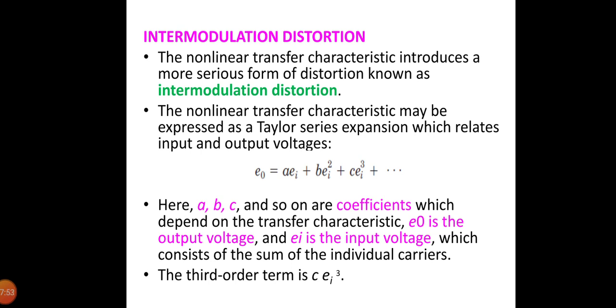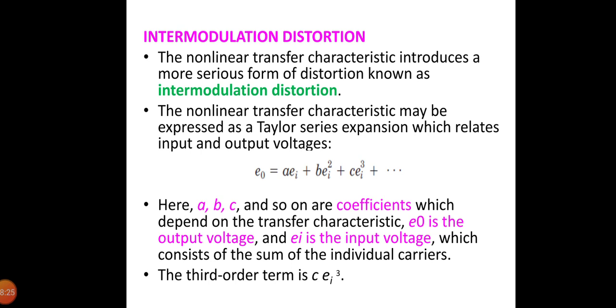The third order term, that is C·Ei³, and the higher order odd power terms give rise to intermodulation products, but usually only the third order contribution is significant. Suppose multiple carriers are present separated from one another by delta F, and considering specifically the carriers at frequencies F1 and F2, these will give rise to frequencies 2F2 minus F1 and 2F1 minus F2 as a result of the third order term.